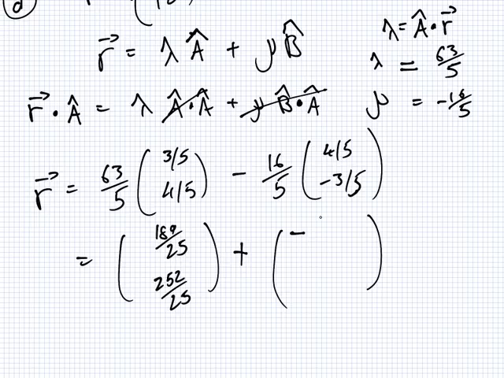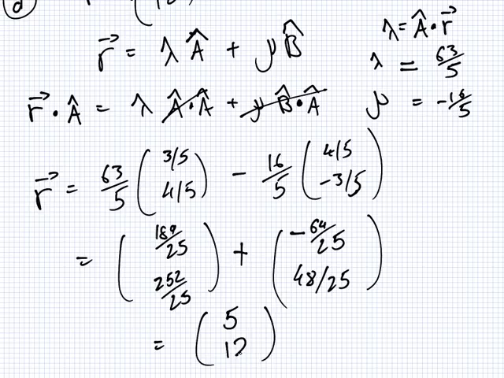So what's this one? With Sharif, you were doing this one. Minus 64 over 25. And then the last one, 48 over 25. Okay, so let's simplify this. 189 over 25 minus 64 over 25. Yeah. 5, and then I'm sure when you put the other two together, you'll get 12.